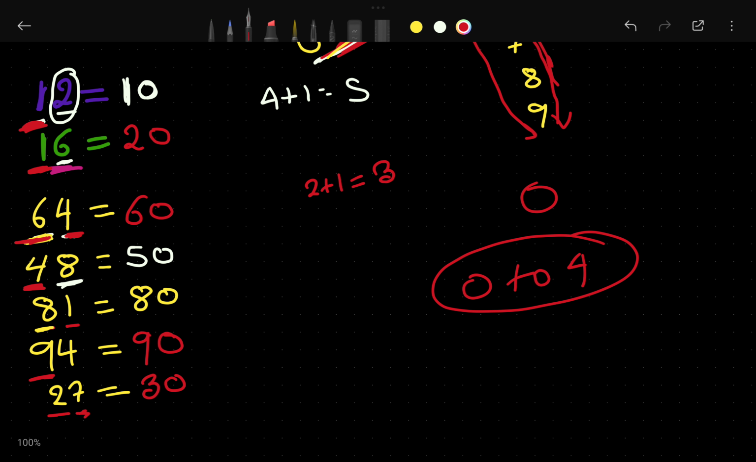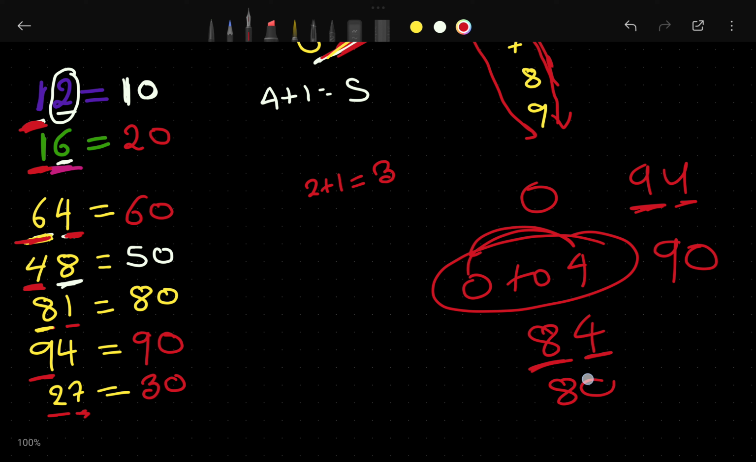After that, whatever the number is, if it is the tens digit, don't take the tens as 0. Apart from the tens, whatever the number is there, take it as 0. Like this is 94, this is tens, this is ones. So don't take tens as 0, take 9 simply, then whatever the value after, put 0. Like this is 84, so we don't change the 8, and since 4 is between 0 and 4, we put 0.